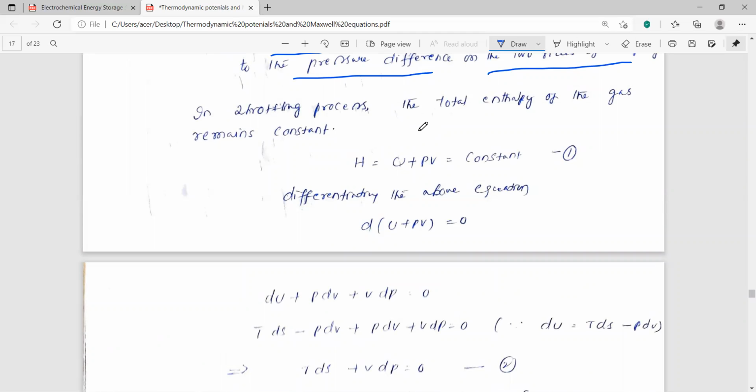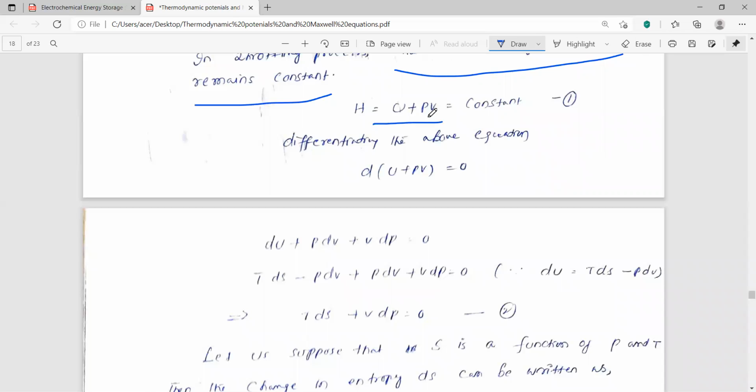In the throttling process, the total enthalpy of the gas remains constant. This is the main important point. That is why we can start to derive mu, the coefficient of the throttling process, from this equation. H equal to U plus PV equal to constant. What is U here? Internal energy, and PV is the work done. Therefore, H equals U plus PV equals constant, because in the throttling process, total enthalpy remains constant.